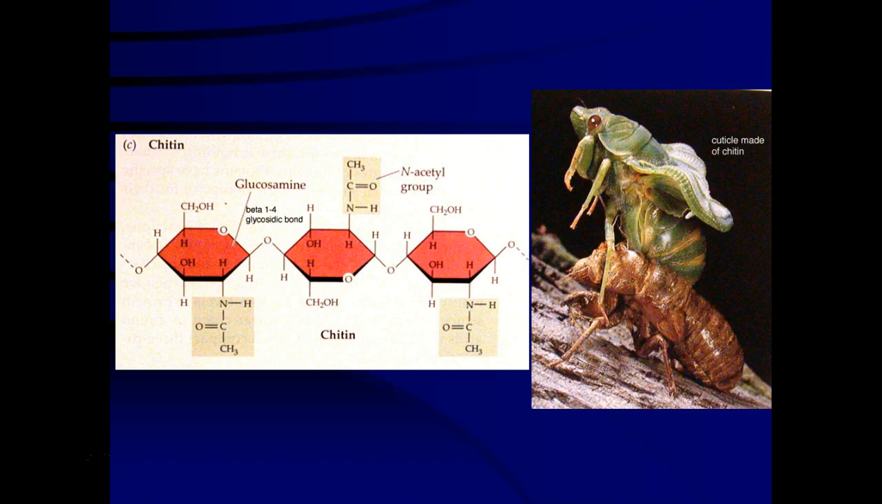This side group has a name. It's called an N-acetyl group. Now, the N tells us it's nitrogen. So, bonded to nitrogen. You see that little C with a double bond to oxygen. That's part of an acetyl group. So, in this case, this is why we call it an N-acetyl group. Beautiful little side chain there.